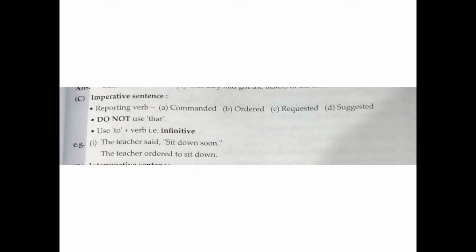For example, the teacher said, "Sit down soon." So what will be the indirect speech of this sentence? The teacher ordered to sit down. Here the order is given, so we will remove said and we will not use that, and the teacher ordered to sit down. For sit we will use the infinitive, so it will become to sit, and soon will be removed in this sentence. So I hope you have understood this also.